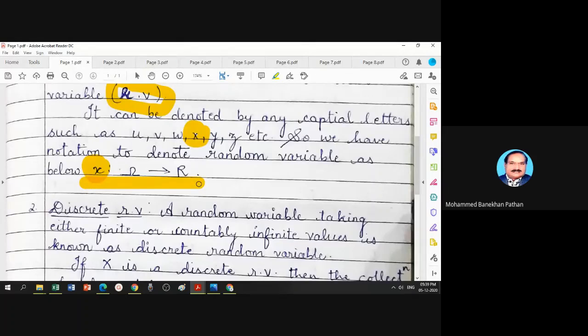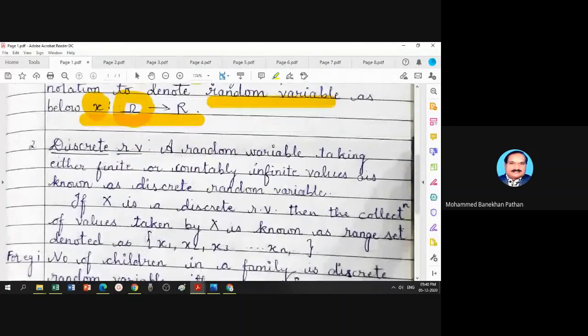Where does the difference come? In mathematics, capital A keeps on changing as per your problem under study. But in statistics, your capital A, that is the domain, is always fixed, and that is omega. So if you define a function on omega to a subset of real numbers, that function is called a random variable. I think everybody understands the concept of random variable.